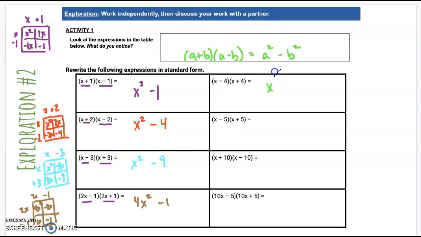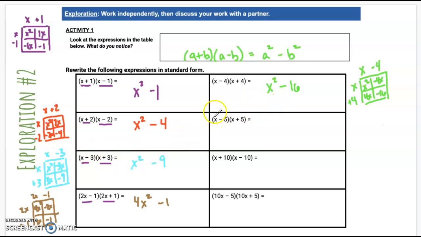I would end up with x squared minus 4 times 4, which is 16. All right, so let's check that with our area model. x minus 4, x plus 4. So x times x is x squared. x times negative 4 is negative 4x. 4 times x is 4x. And 4 times negative 4 is negative 16. And our middle terms would cancel out, or add to make 0x, which would leave you with x squared minus 16. So far, so good.